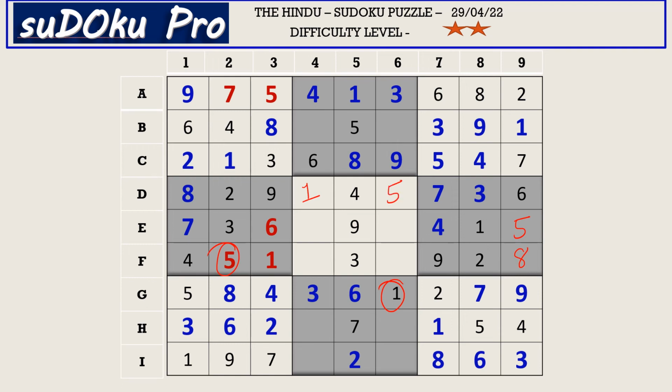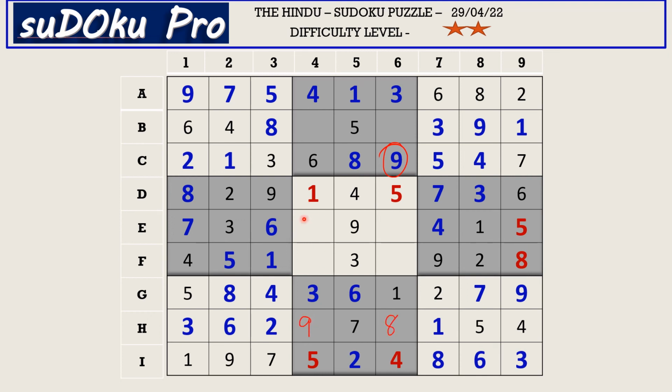And we also know that this I row is waiting for 5 and 4. Now this 5 blocks here. So I6 takes 4 and I4 takes 5. In H row, 8 and 9 are missing. Now you have 9 blocking from here. So H6 takes 8 and H4 takes 9.